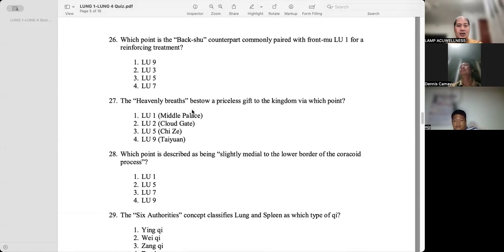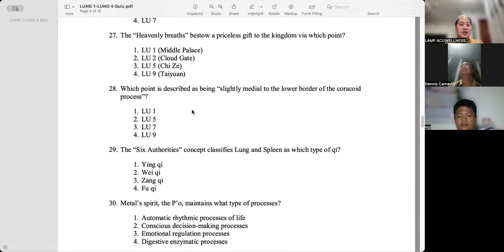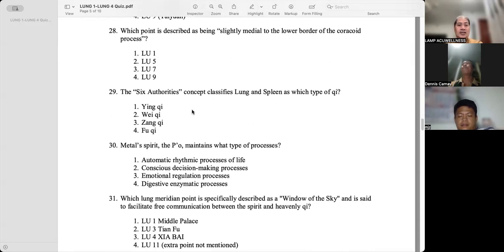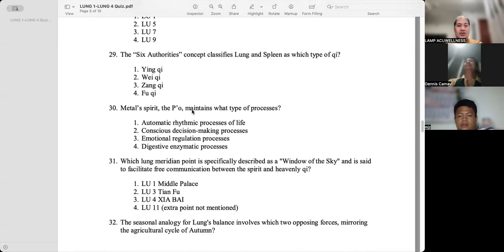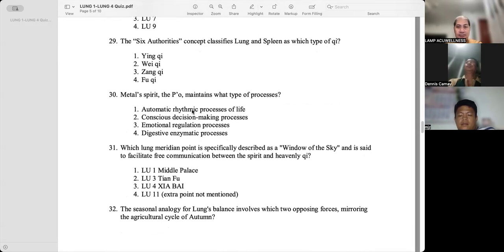Which point is the back shu counterpart commonly paired with front mu lung 1 for a reinforcing treatment? Lung 9. The heavenly breaths bestow a priceless gift to the kingdom via which point? Lung 1, middle palace. Which point is described as being slightly medial to the lower border of the coracoid process? Lung 1.